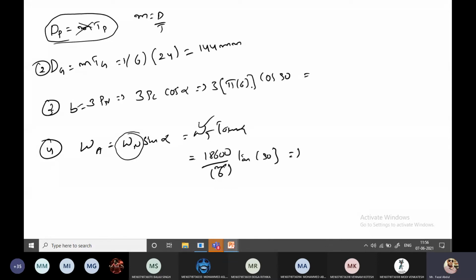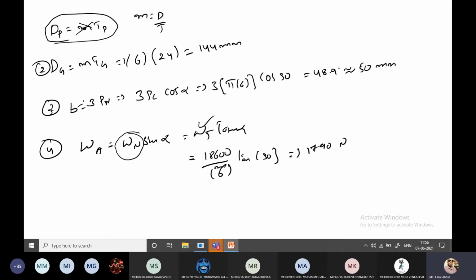Tell me the B value. Why are you taking too much time, Babu? 48.9, which means I am taking 50 as the face width. Now this one, how much? 1790 newtons, the axial load. Okay. In this manner the helical type of problem will come, and in this manner you have to solve the answers.